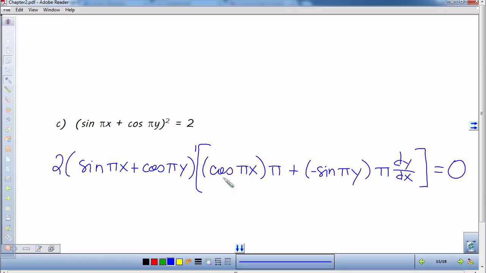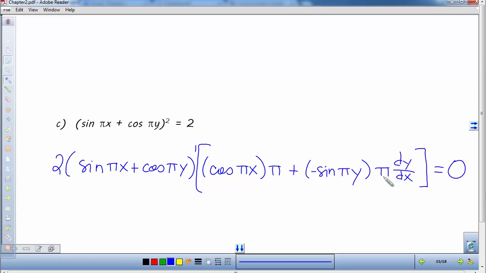Again, we had the derivative of sine pi x is cosine pi x. The derivative of pi x is pi. And you could even say the derivative of x is 1, since that's our variable. So now we're going to take the derivative of cosine, which is negative sine pi y. Okay, the derivative of pi y is pi, and then the derivative of y is dy dx.